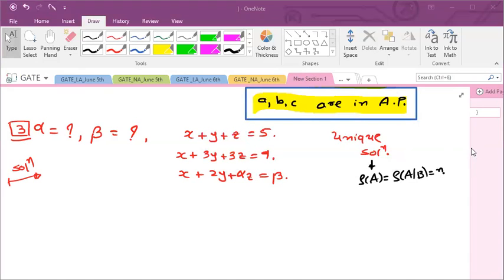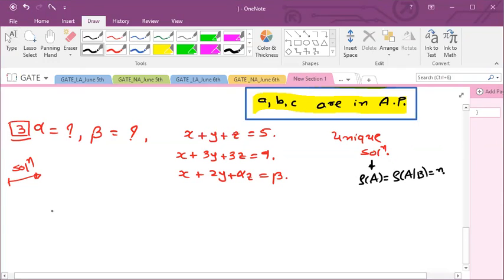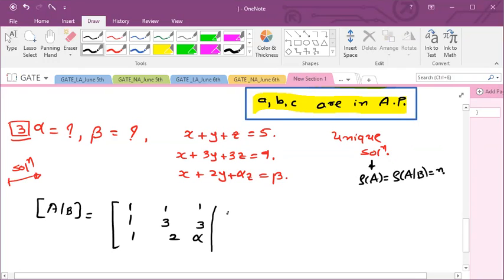So rank of A is equal to rank of A augmented B, which should be equal to n. Now to find the rank, let us convert them into row echelon form. Here our A augmented B will be 1, 1, 1, 1, 3, 3, 1, 2, alpha, with the right-hand side 5, 9, beta.